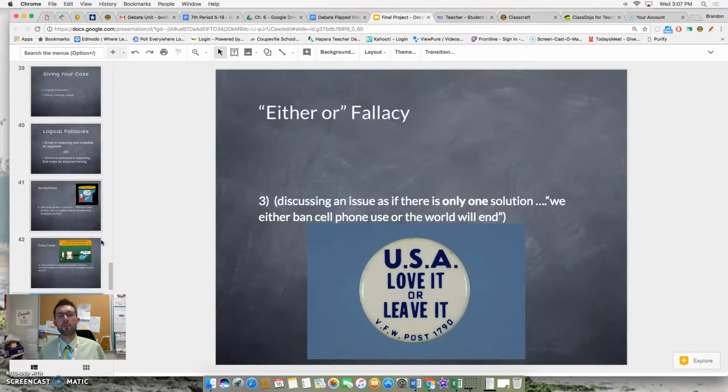The next is the either-or fallacy. Now this happens when you're discussing an issue as if there's only one solution to a problem, and only one. So continuing on with our cell phone example, someone could say, "Well, we can either ban cell phone use or the world will end."